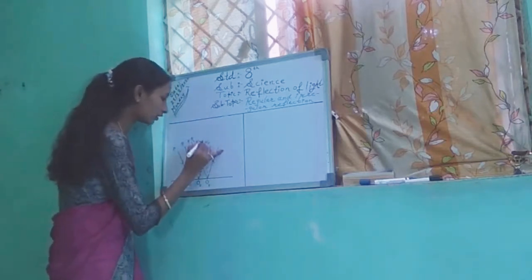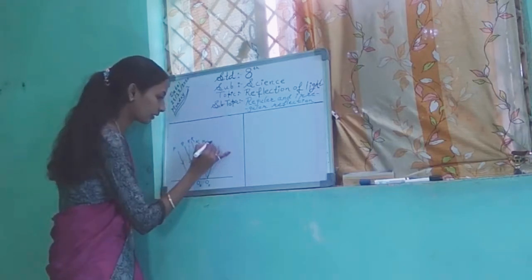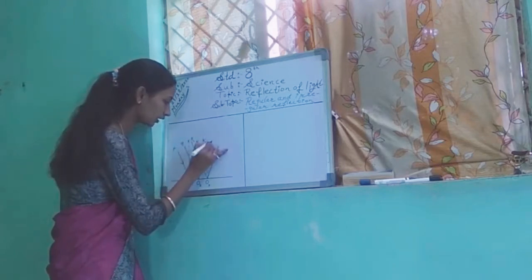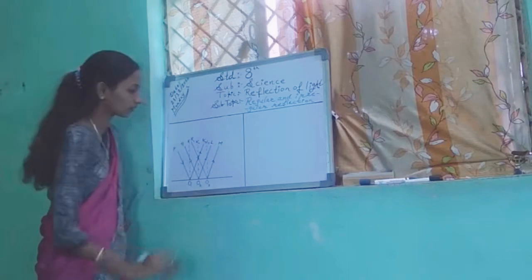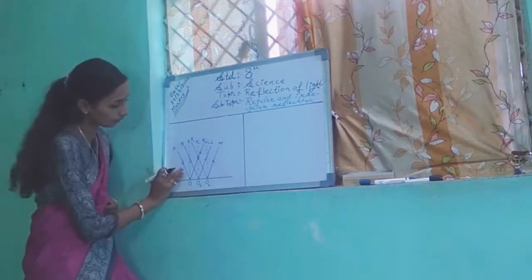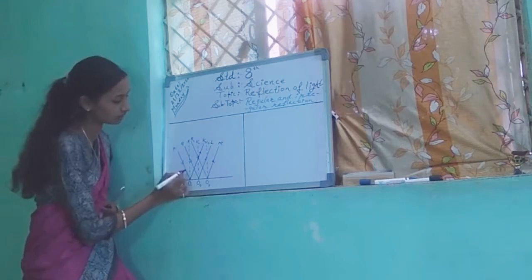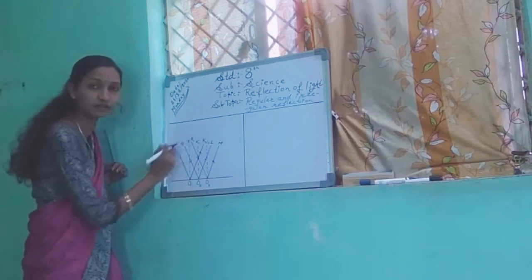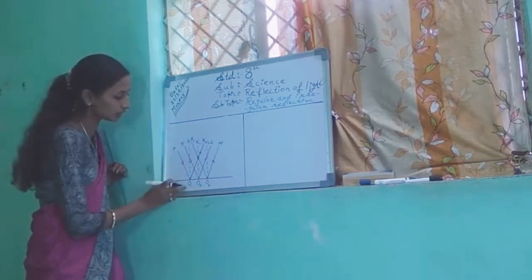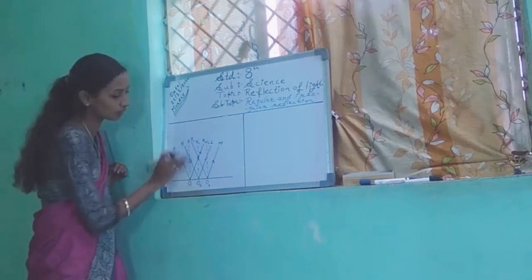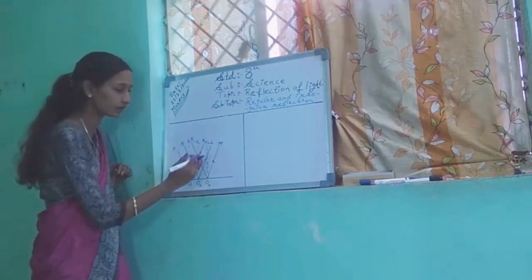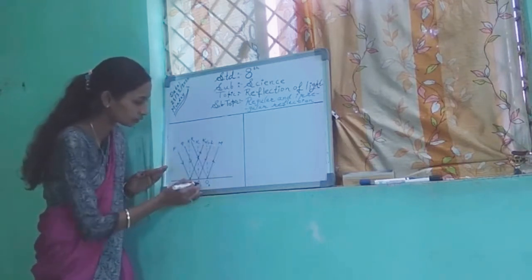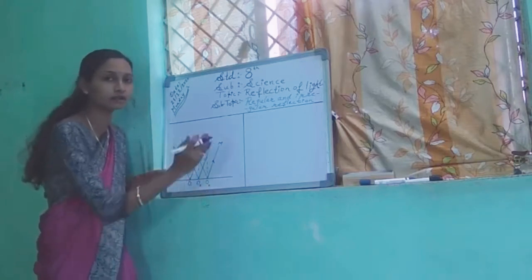Suppose we will write here K, L, M. Okay, so as we have seen here, incident rays are parallel to one another, means PO1, QO2, RO3 are parallel to one another. Similarly, KO1, LO2, MO3 are parallel to one another.